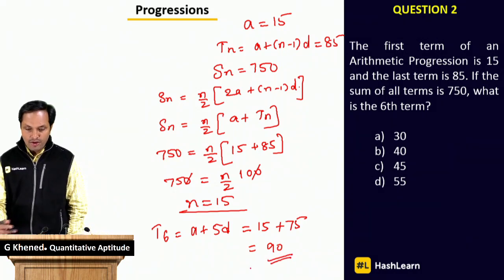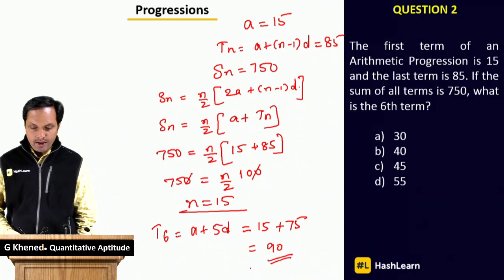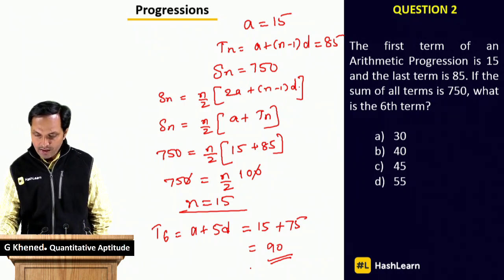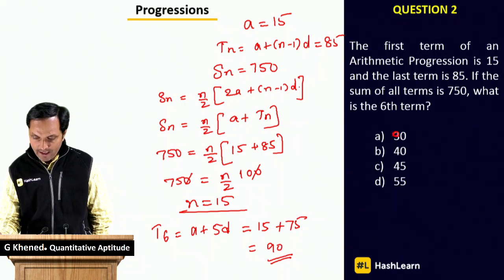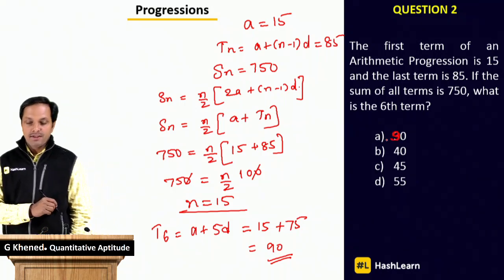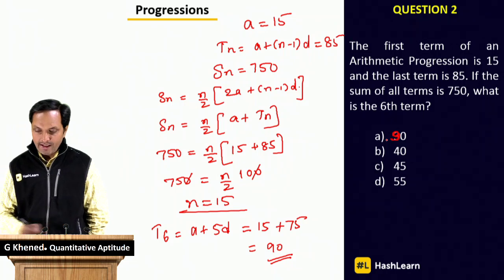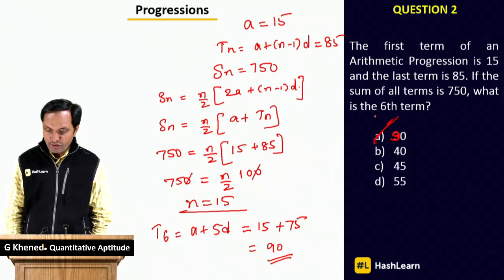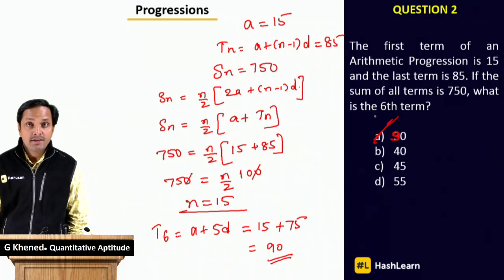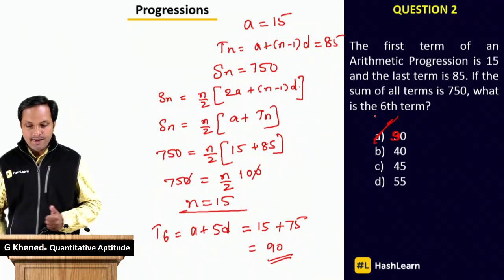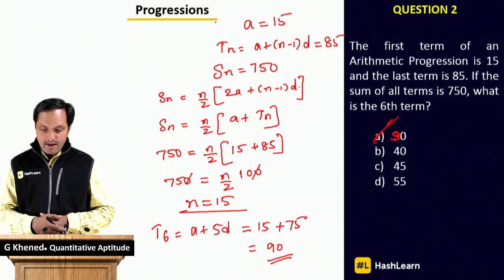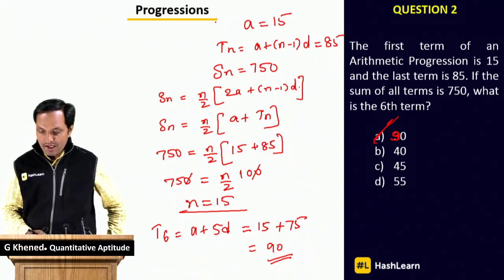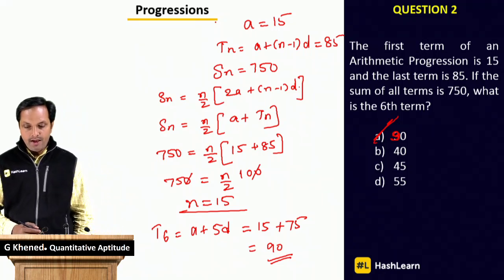So 90 is not in the options. What you can do here is cross check and make option A, instead of 30, make it 90. So option A is the answer. There is a change in the key that needs to be done. So the sixth term is 90. You can also analyze that A is 15, and you have a total of 15 terms. The sixth term is 90.